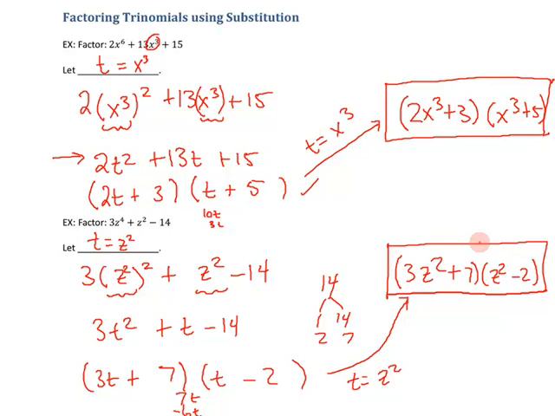Alright, that's the end of factoring trinomials. The last factoring we're going to do are special factoring formulas, and those generally will work when we have two terms. Instead of trinomials, we're looking at binomials. We need special factoring formulas to cover that. So that's the end of section 5.4.